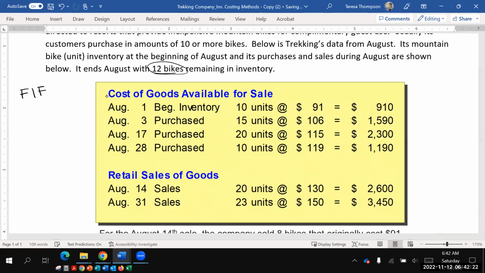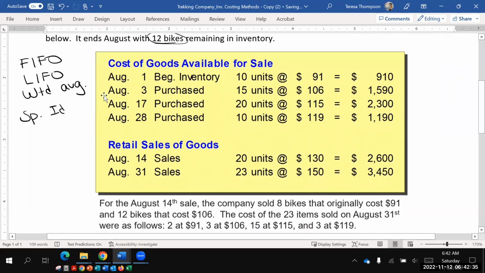We're going to illustrate with FIFO, LIFO, and a weighted average. Remember, those are the 4 cost flow assumptions. The fourth method, specific ID, is not an assumption. It actually tracks the exact units sold. And for that, you have to be given that information.